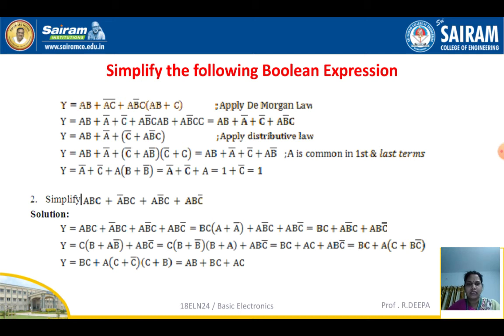And in the next step, a is common, so bc plus a into (c plus bc bar). We are getting y is equal to bc plus ac, and this c plus bc bar can be split using the distributive law. So again it is simplified and finally we are getting y is equal to ab plus bc plus ac.